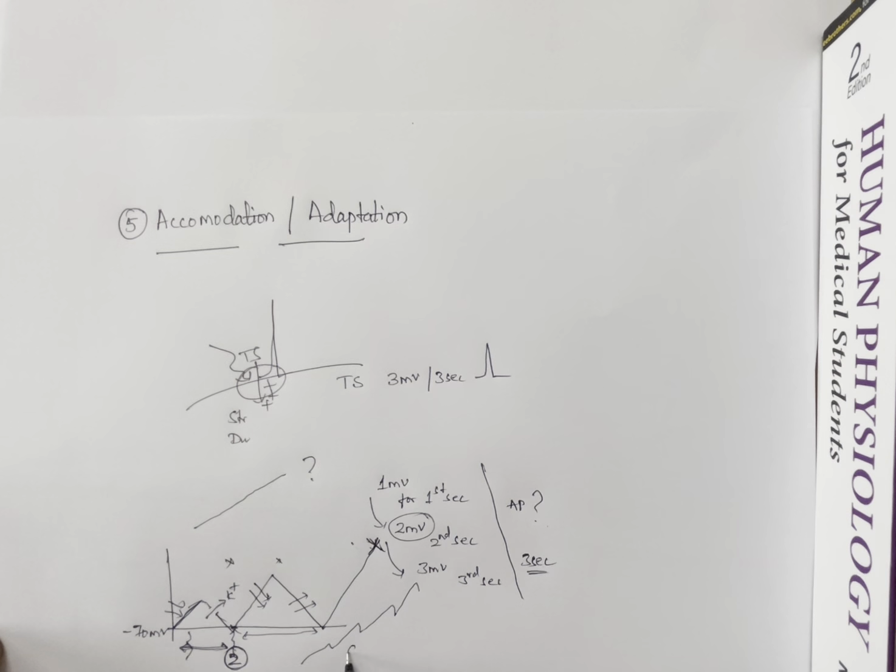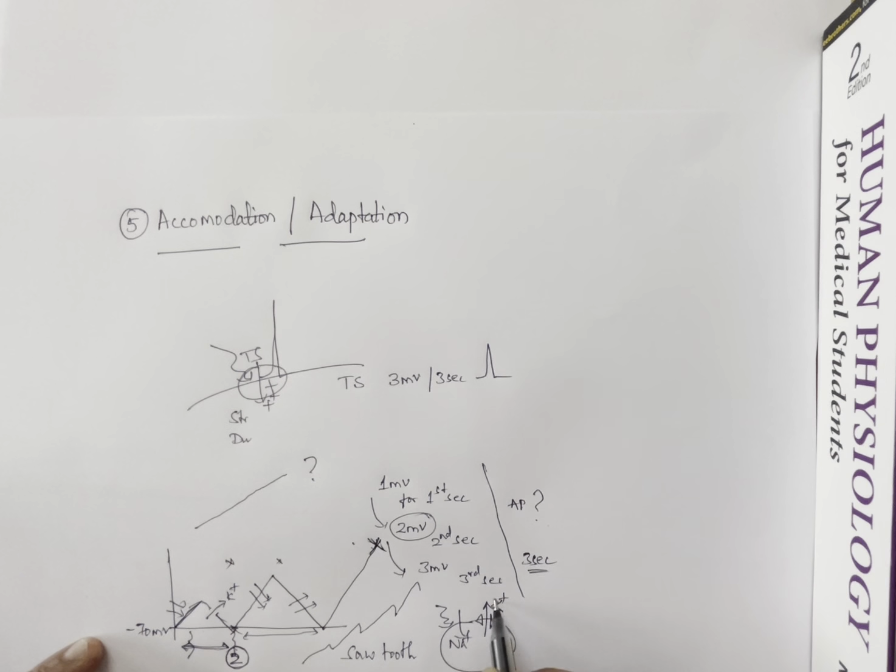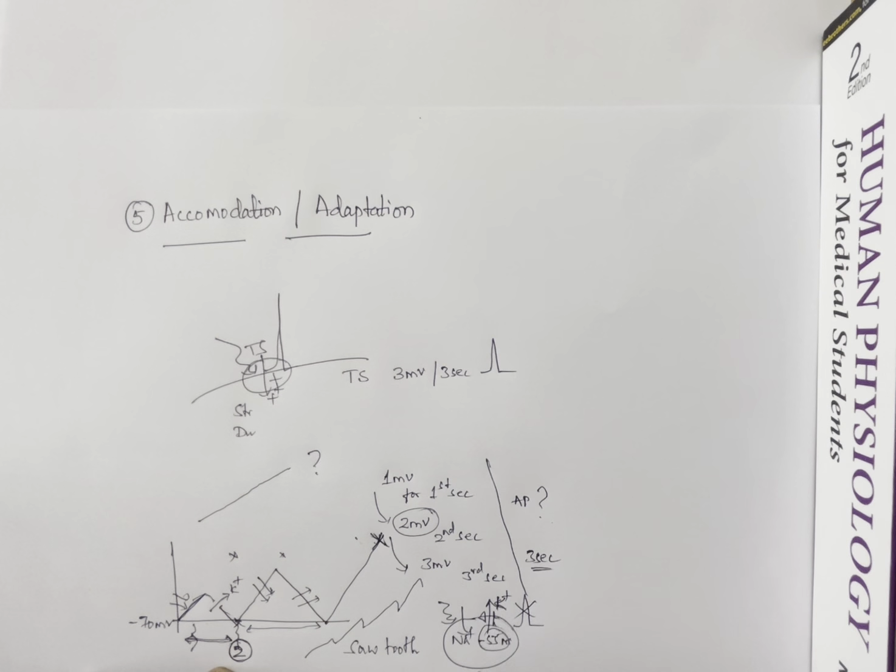This is like sawtooth current. When slowly increasing current is given, what is happening? When the slowly increasing current is given, the sodium entry is balanced by the leakage of potassium. So what happens to inside? It won't become firing minus 55. It will never become firing minus 55, and action potential will not be generated because of a balance between the entry of positive and exit of positive.